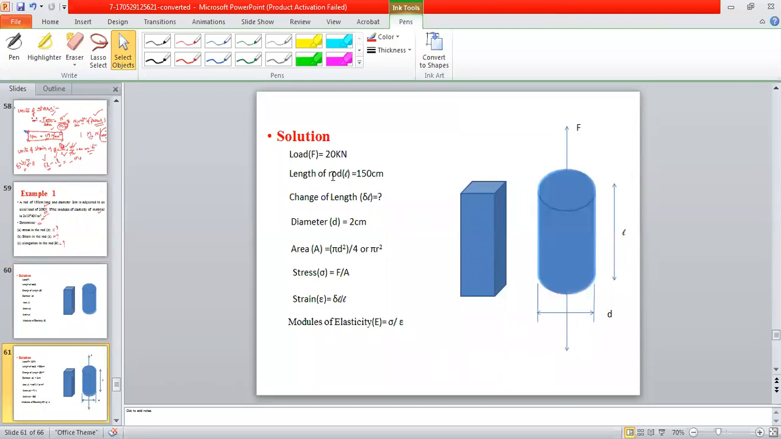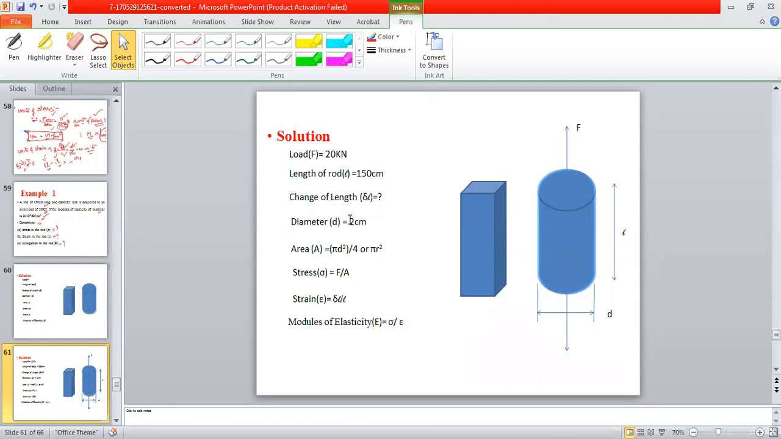And next, what are the given data? The force is given as 20 kilonewton. The length of the rod is given as 150 centimeters, and the change of length is not given here. We need to find it. And the diameter of the rod is given.